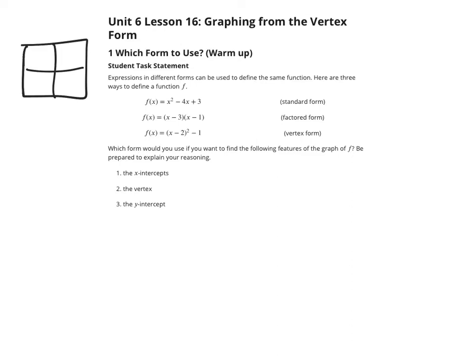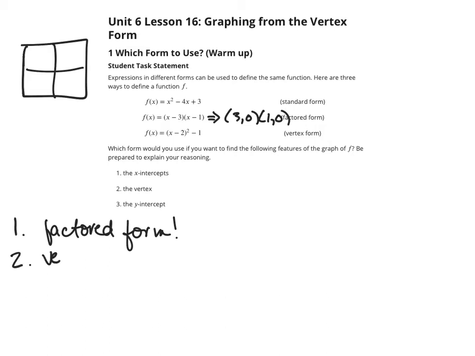So, which form would you use if you want to find the following features of graph F? Be prepared to explain your reasoning. Number 1, if we wanted to find the x-intercepts, I would say factored form is the easiest because the x-intercepts are right there for us. It would be 3, 0, and 1, 0. 2, if we were looking for the vertex, amazingly enough, the vertex form is the easiest to use. For instance, here, the vertex is 2, -1. I can pick that out without doing any real math.